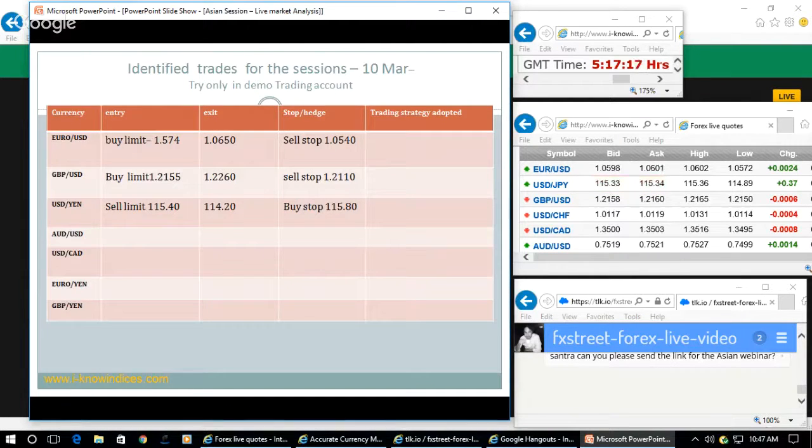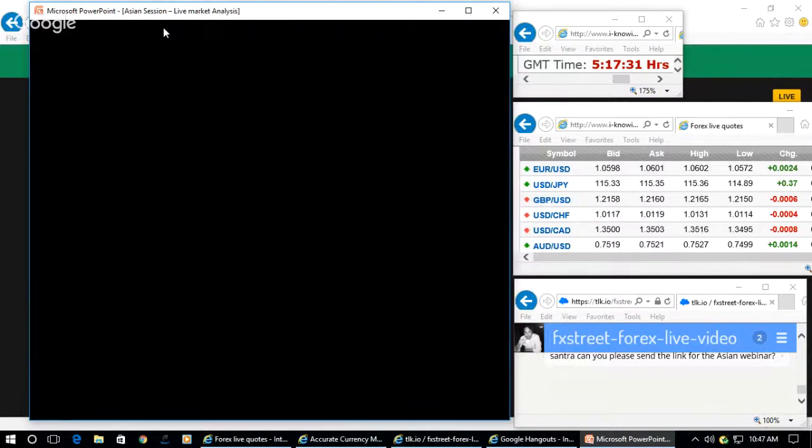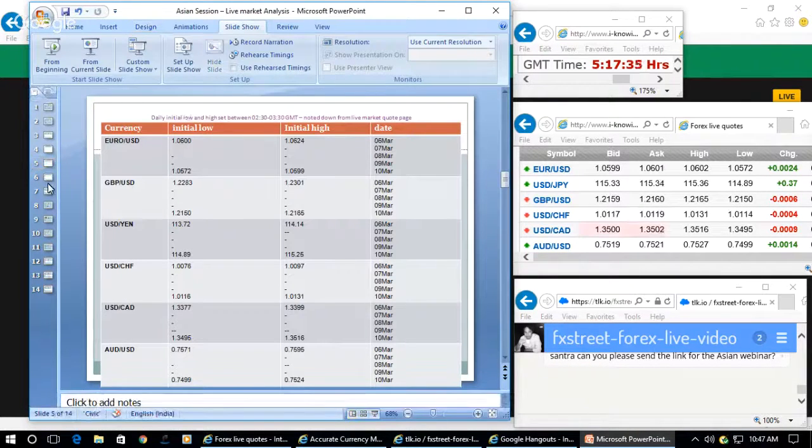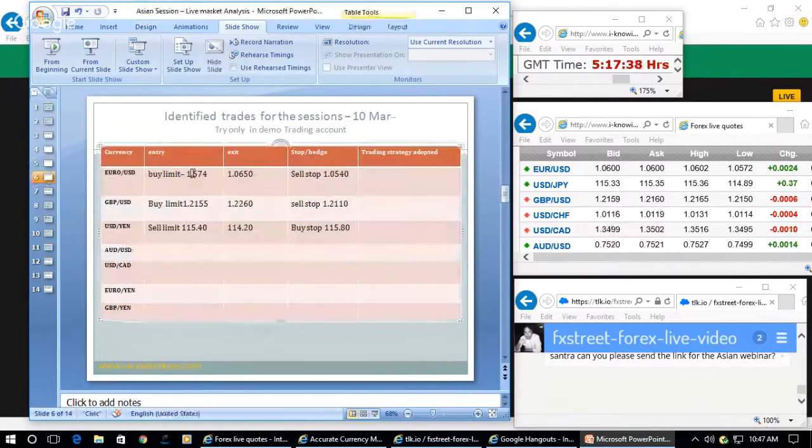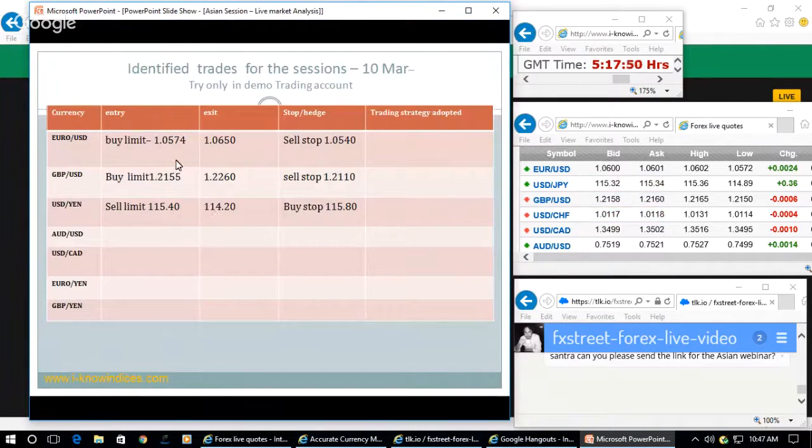Now, some recommended trades for the day. When they are making a dip closer to the low, we can try to take a buy position in the case of euro around 1.0574 and exit around 1.0650 area and keep the hedge order to limit the risk at 1.0540.